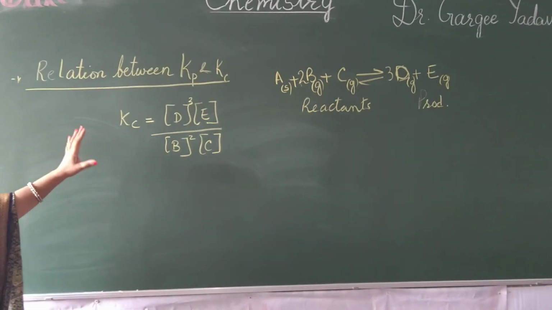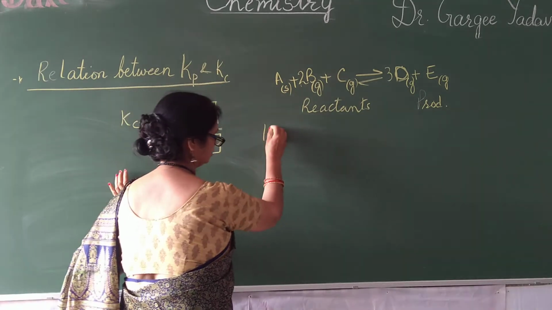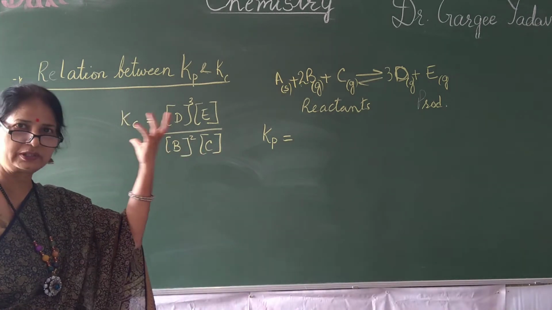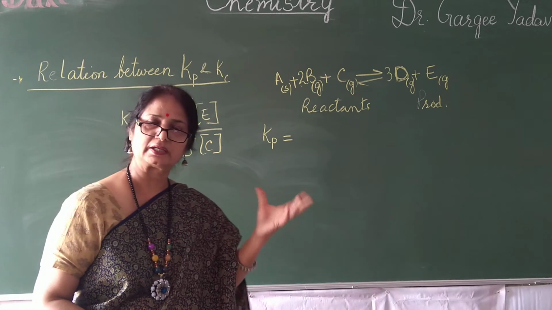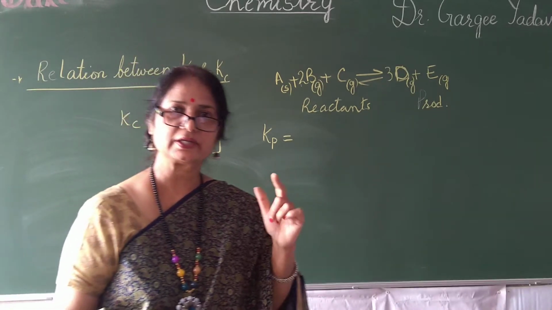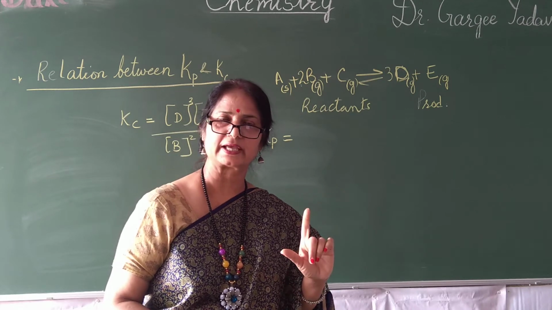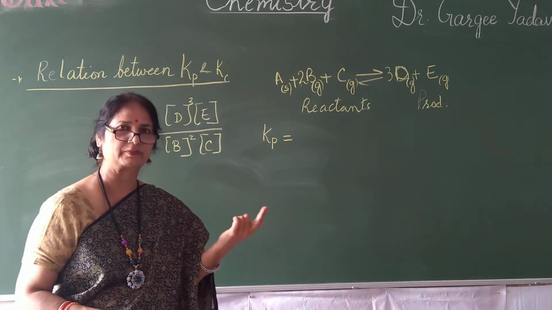Now when we are going to calculate the value of Kp, Kp will be how much? Kp will be equal to the partial pressure of only the gaseous states. Moreover, there will be a relation between Kp and Kc only if any of the reactants or the products is in gaseous state. If none of the reactants or products is in gaseous state, then there will be no relation between them because Kp will not then be defined.